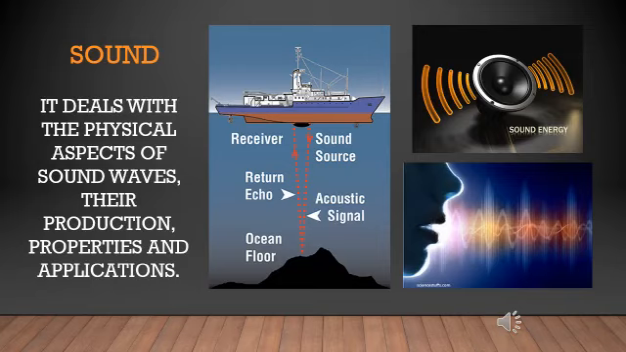He speaks through his lips, but lips are not the source of producing sound. Basically, our tongue and our lungs play an important role in the production of sound. Then we deal with the properties of the sound. Properties means whether the sound is high or low, and how much space the sound occupies. So these are the properties and applications.